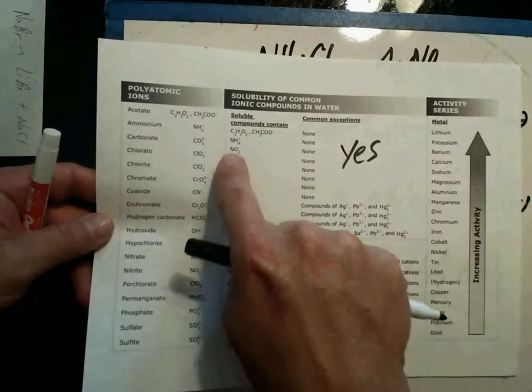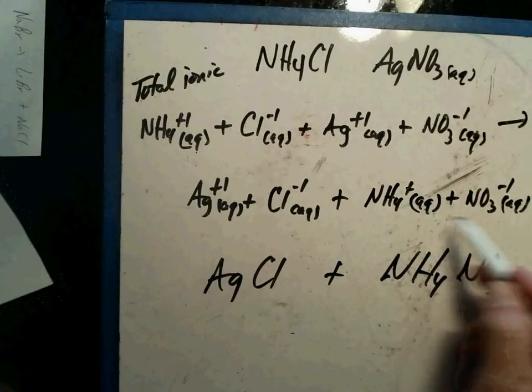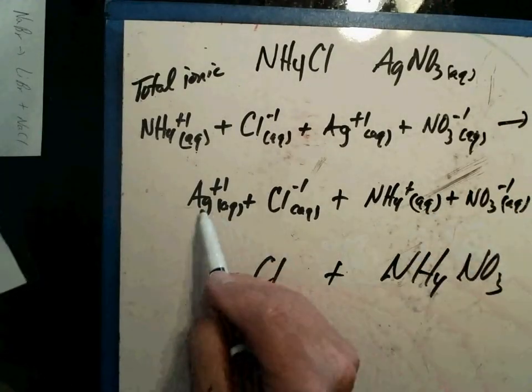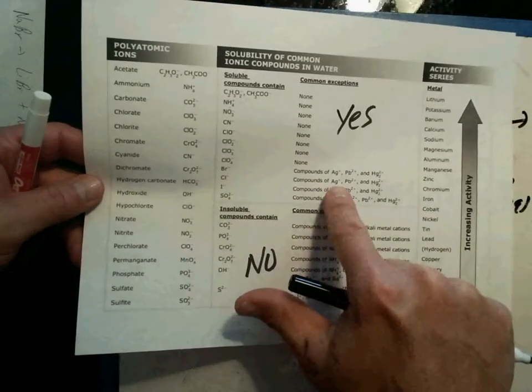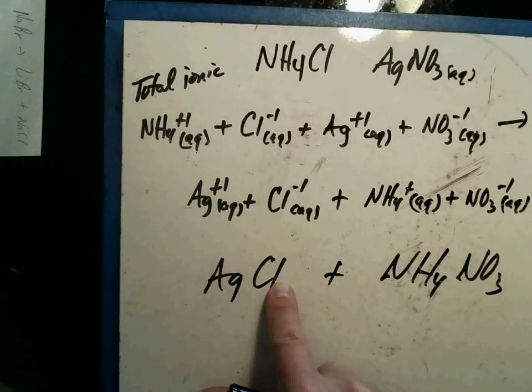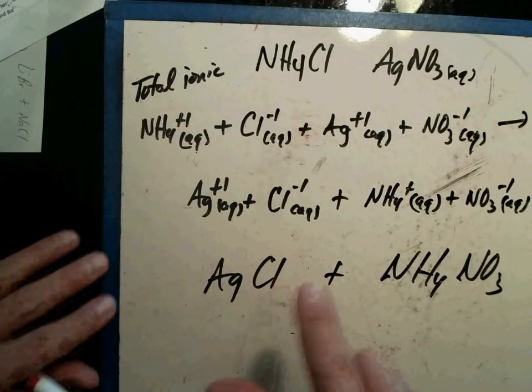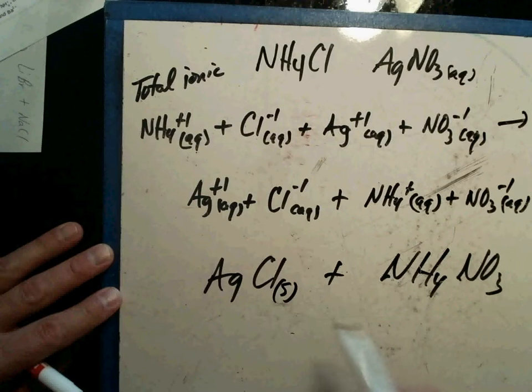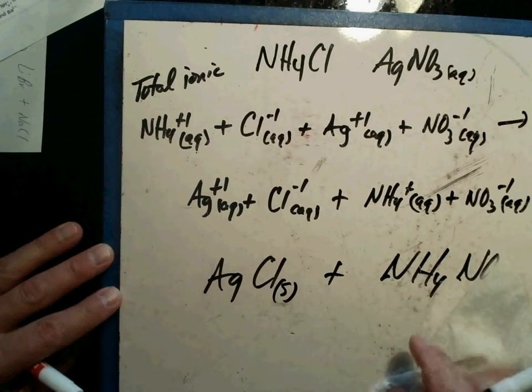So let's look at this one. Ammonium nitrate. Ammonium, all dissolve. Nitrates, all dissolve. So this is aqueous. That's right. But look at this one. Silver chloride. All chlorides dissolve except for silver chloride, lead chloride, and mercury chloride. I have silver chloride. So this is not aqueous. It's actually a solid. So here's what happens.